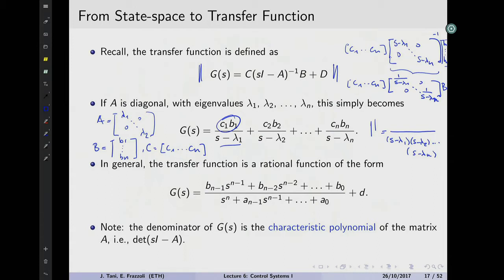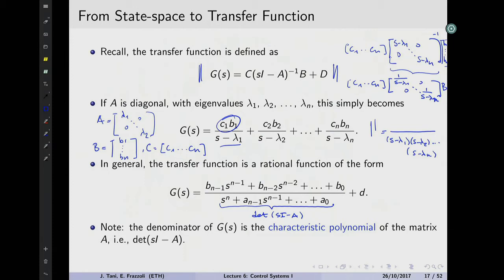The denominator here of the transfer function, which in general we can express as an nth order polynomial, is exactly the determinant of sI minus A, the characteristic polynomial of A. It's the intermediate step, it's the way you find the eigenvalues of the A matrix. Now you just put this equal to zero and you find the solution. So nice, what does this tell us?